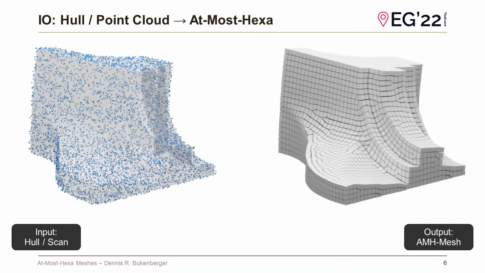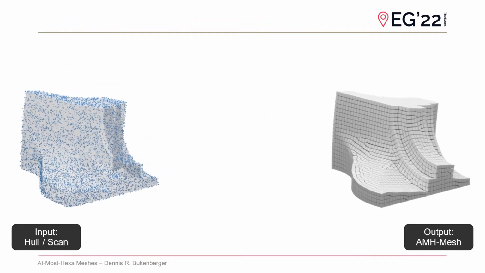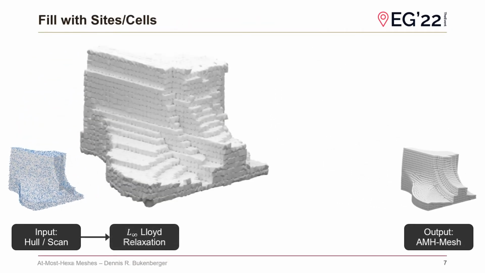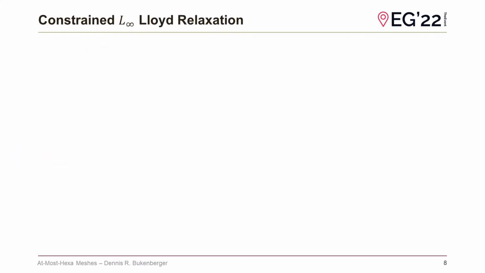Obviously, there are some interesting steps in this pipeline, as I will show you in the following. The first one being a Lloyd relaxation. Therefore, we fill this volume with cells of a three-dimensional Voronoi diagram, which will eventually align to our input object. But first, a quick intervention on the specialized type of Lloyd relaxation we use here.